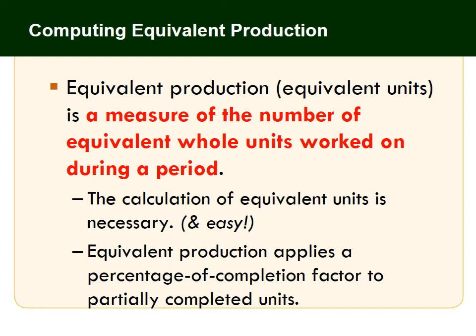So computing equivalent production is pretty easy if you can pause and figure out exactly what we're doing in this one area. So equivalent production is also known as equivalent units. It's trying to figure out how many equivalent whole units you worked on during a period. It's essentially a percentage of completion process that we're going to be doing on partially finished goods.